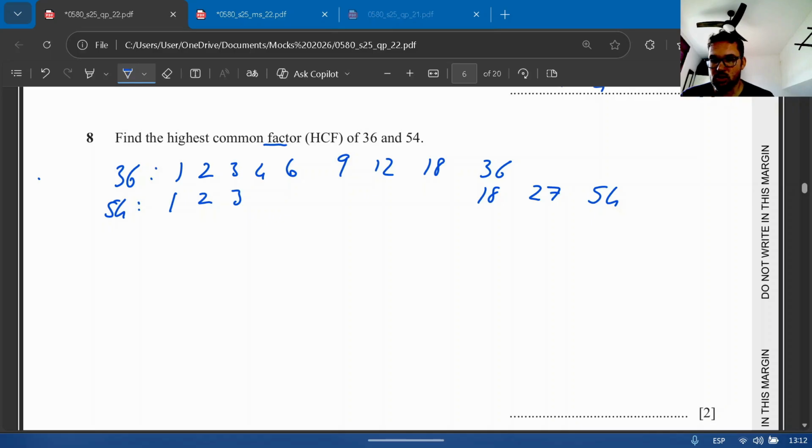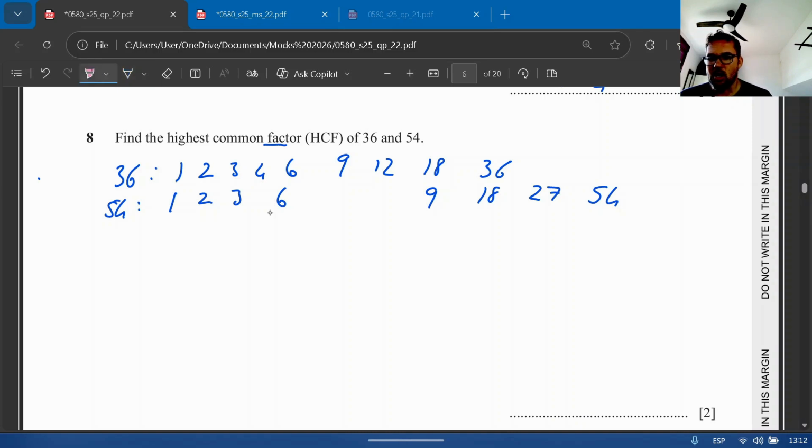6, yes, of course. 6 times 9. 7, no, because 7 times 7 is 49, and then it's 56. 8, no, 7 times 8 is 56. 9, yeah, we already got the 9. Those are all the factors of 54. Sorry for that big space.